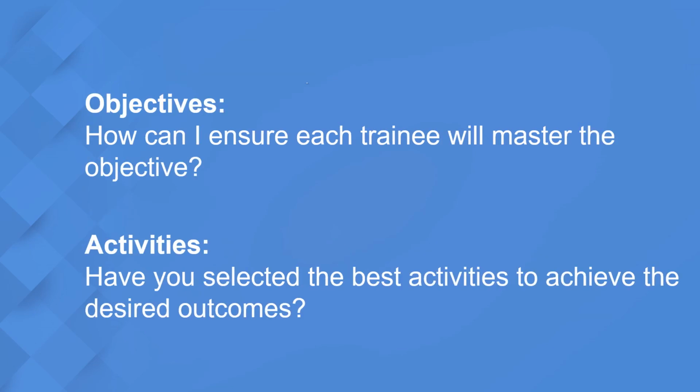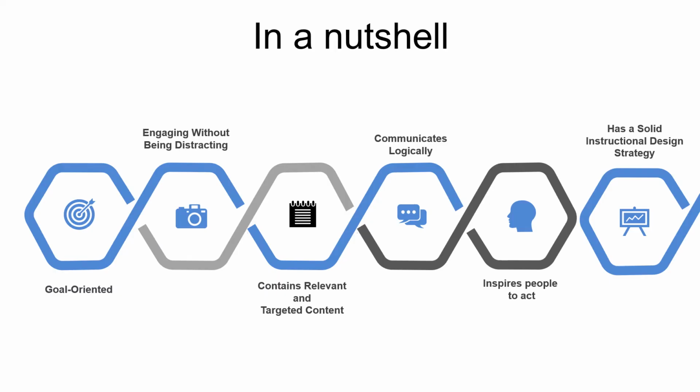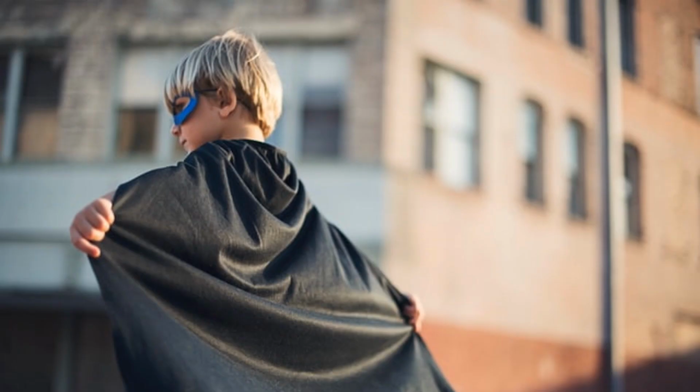Another thing to consider is the objectives. How can I ensure each trainee will master the objective? And finally, the activities. So, have you selected the best activities to achieve those goals, those desired outcomes? So, to go from a standard e-learning course to a great one, keep these 6 main points in mind.